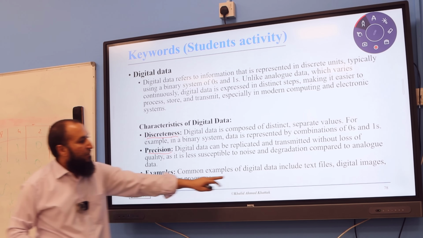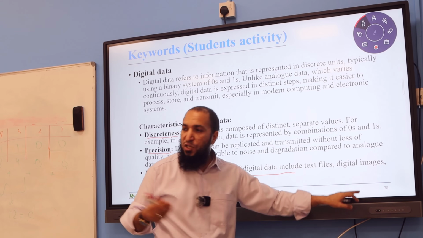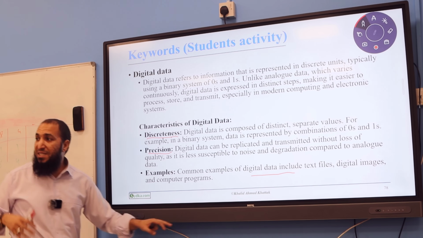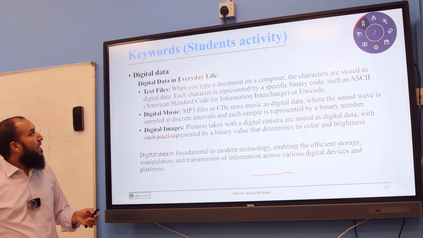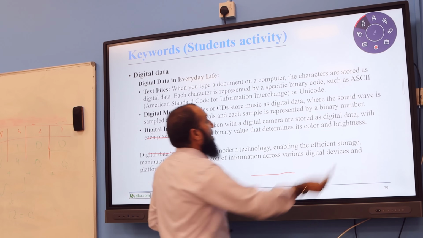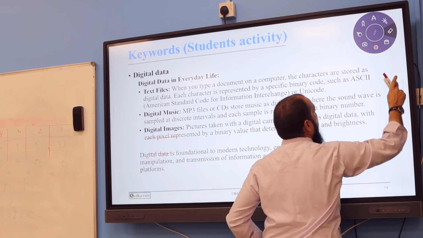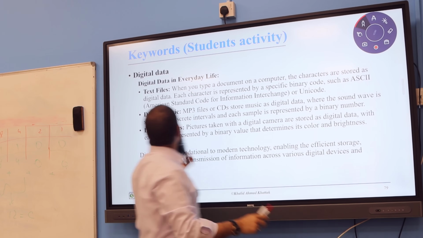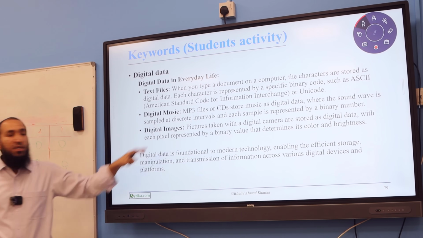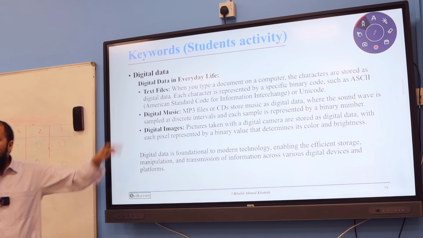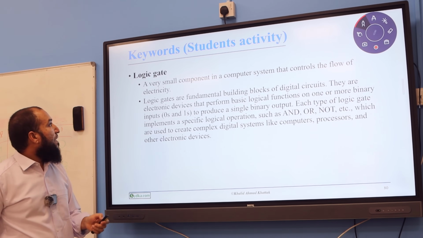And then examples we have are digital files, text files, digital images, digital videos. These are the examples for digital data. And where do we use them in daily lives? As we said, it's in text files, digital music, digital images, and these are examples of digital data.